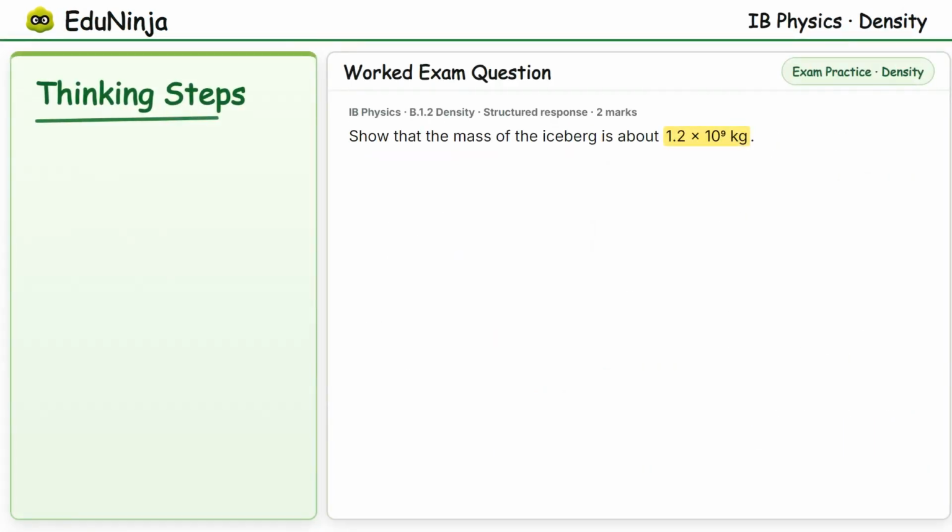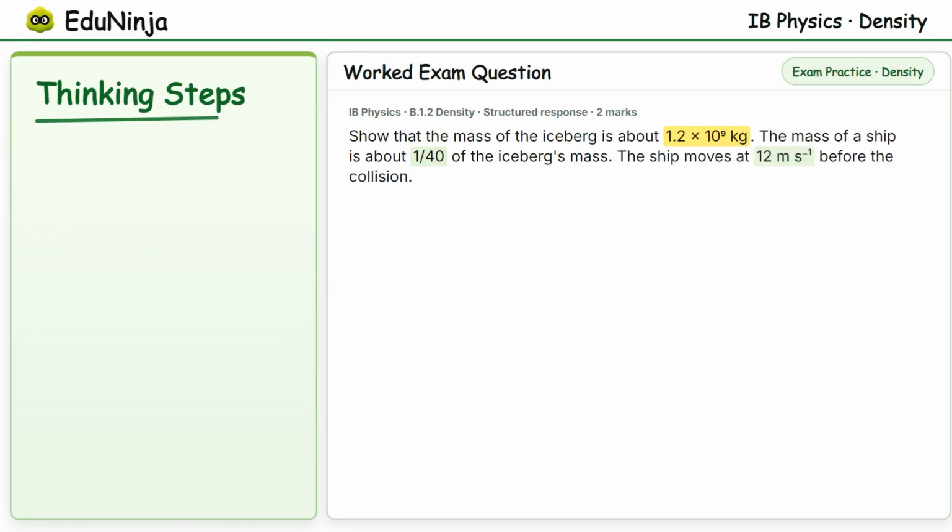Now, let's apply density to a real exam-style question. The question asks us to show that the mass of an iceberg is about 1.2 times 10 to the 9 kilograms. So this is not a guess the answer question. It is asking us to show the working that gets close to that value.